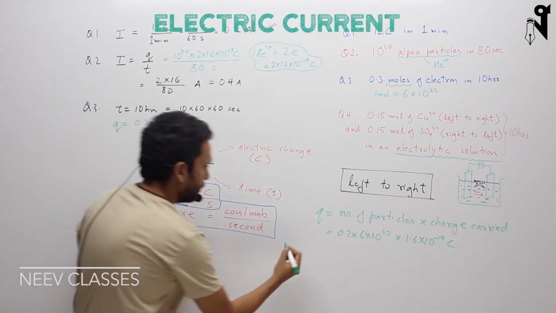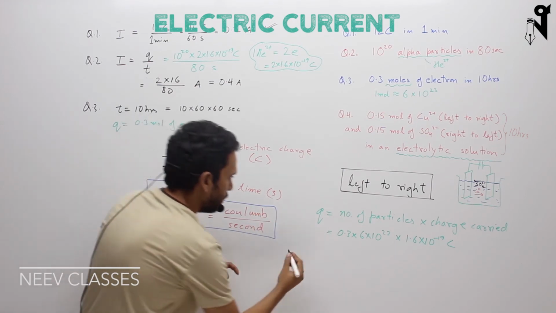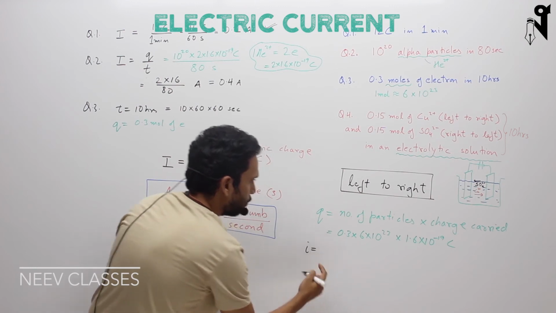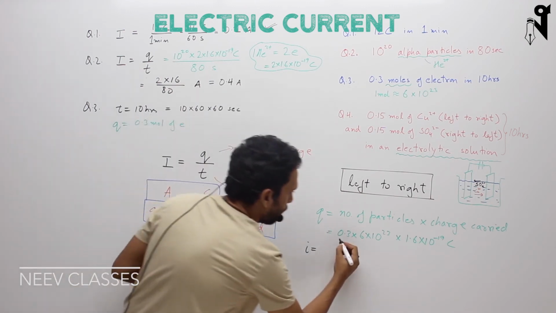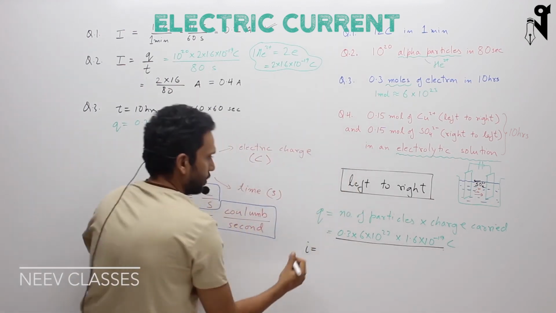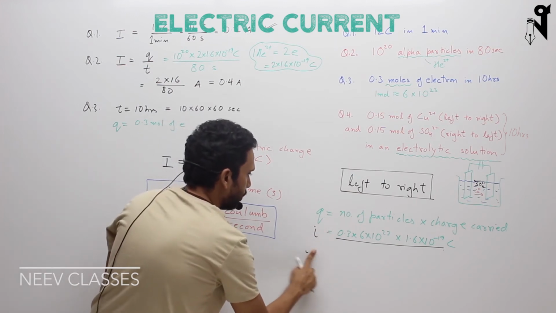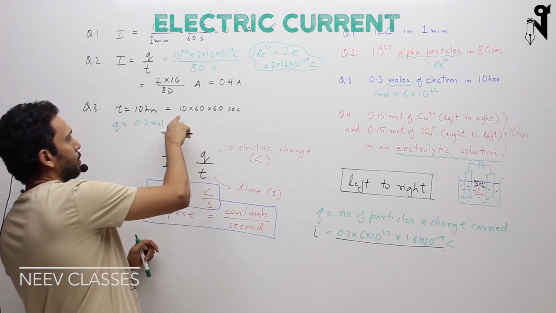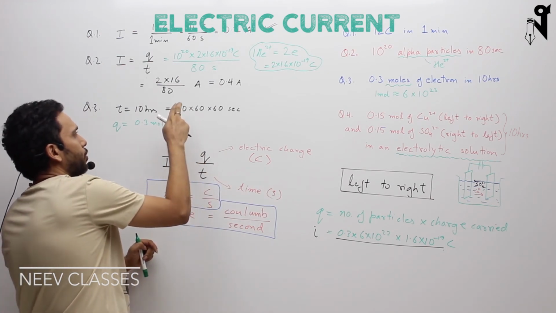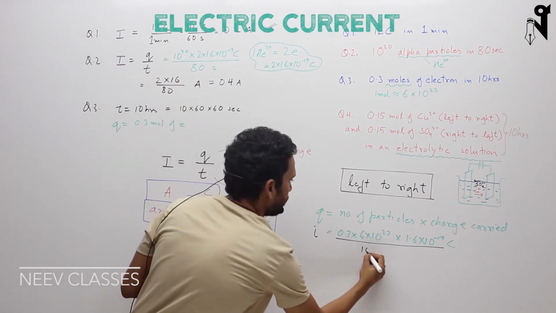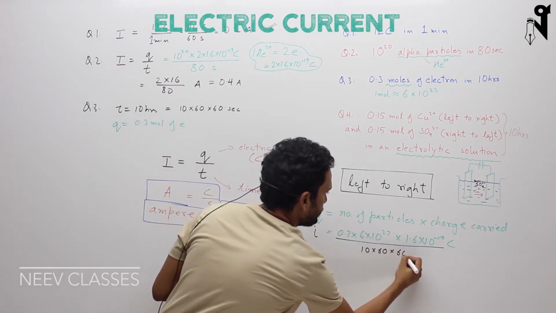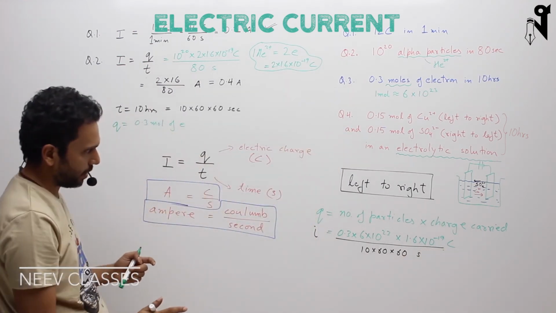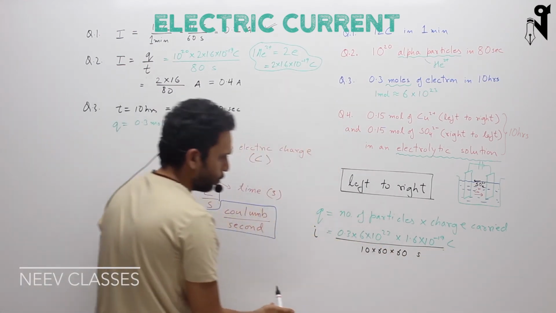Hence the current, which I'll write over here, would be this number divided by the time in which it is going past a certain point or region. So the time is 10 into 60 into 60 seconds. So I've got my coulomb per second. I'll call that ampere, and we'll do some calculations over here.